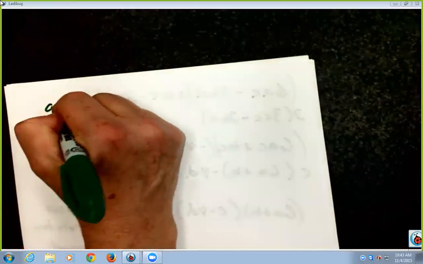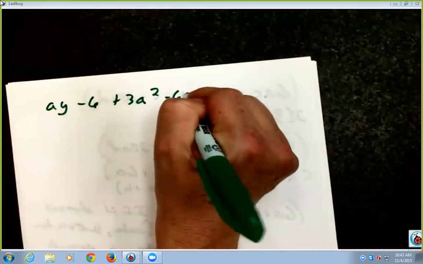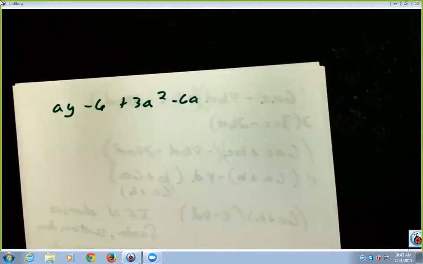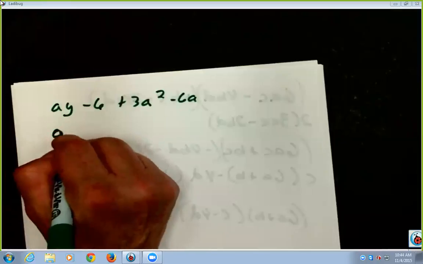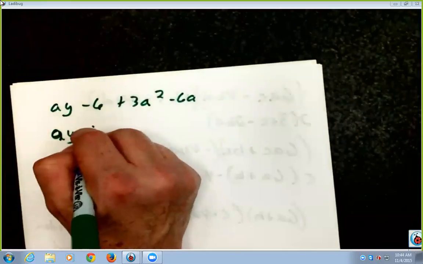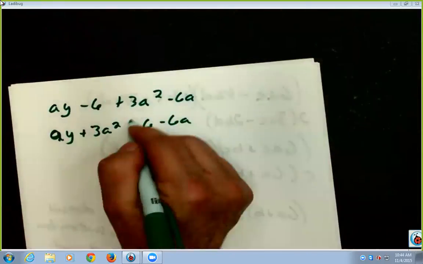The last piece, once in a while, if they give you, let's say we get this one. We get AY minus 6 plus 3A squared minus 6A. And once again, I can't take anything out of the first two terms. Nothing factors out. So let's do my flip-flop here. Group them in twos.